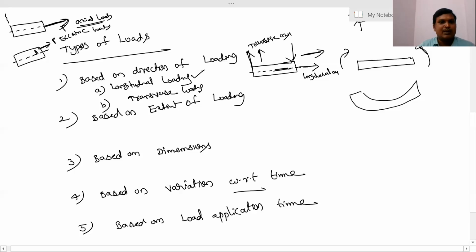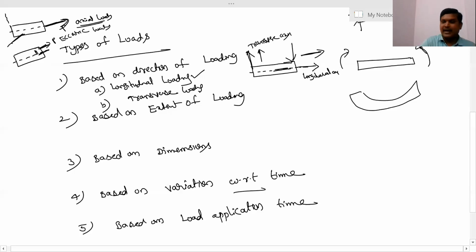Again, longitudinal loading may be pure axial loading or eccentric axial loading. Pure axial load means the applied load exactly matches the longitudinal axis. Likewise, this is a case. This is a pure axial loading. If your loading is eccentric, it means the load is parallel to the longitudinal axis but not on the axis. That is called eccentric loading.